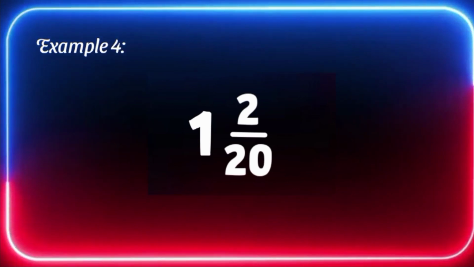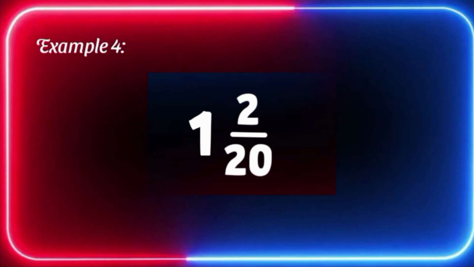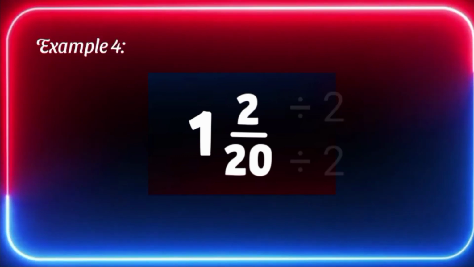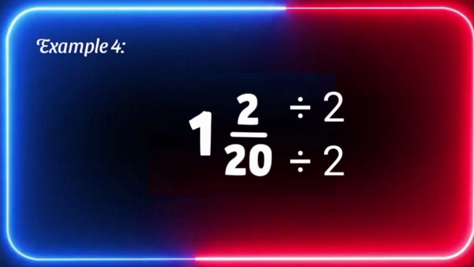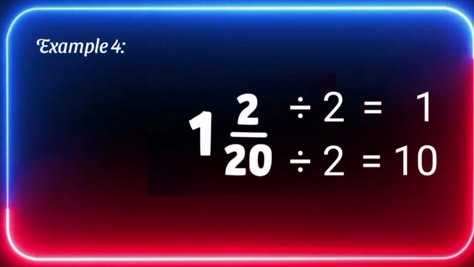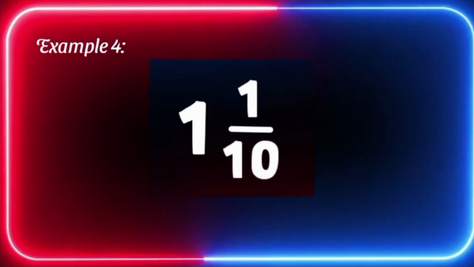Now, next, we have to change 2/20 into lowest terms. So, we simply divide both numerator and denominator by 2. So, 2 divided by 2 is 1 and 20 divided by 2 is 10. So, the final answer here is 1 and 1/10.